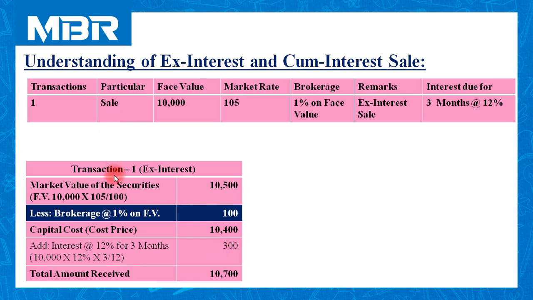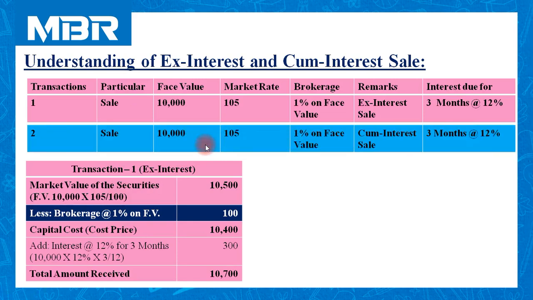So same calculation as we have done in X interest purchase. Only the difference is in the treatment of brokerage over here. There is no other change in the pattern of calculation. So once you keep the pattern of calculation, format of calculation in your mind, you can answer each and every question very easily. Next, sell 10,000 rupees, market rate is 105, 1% on face value.